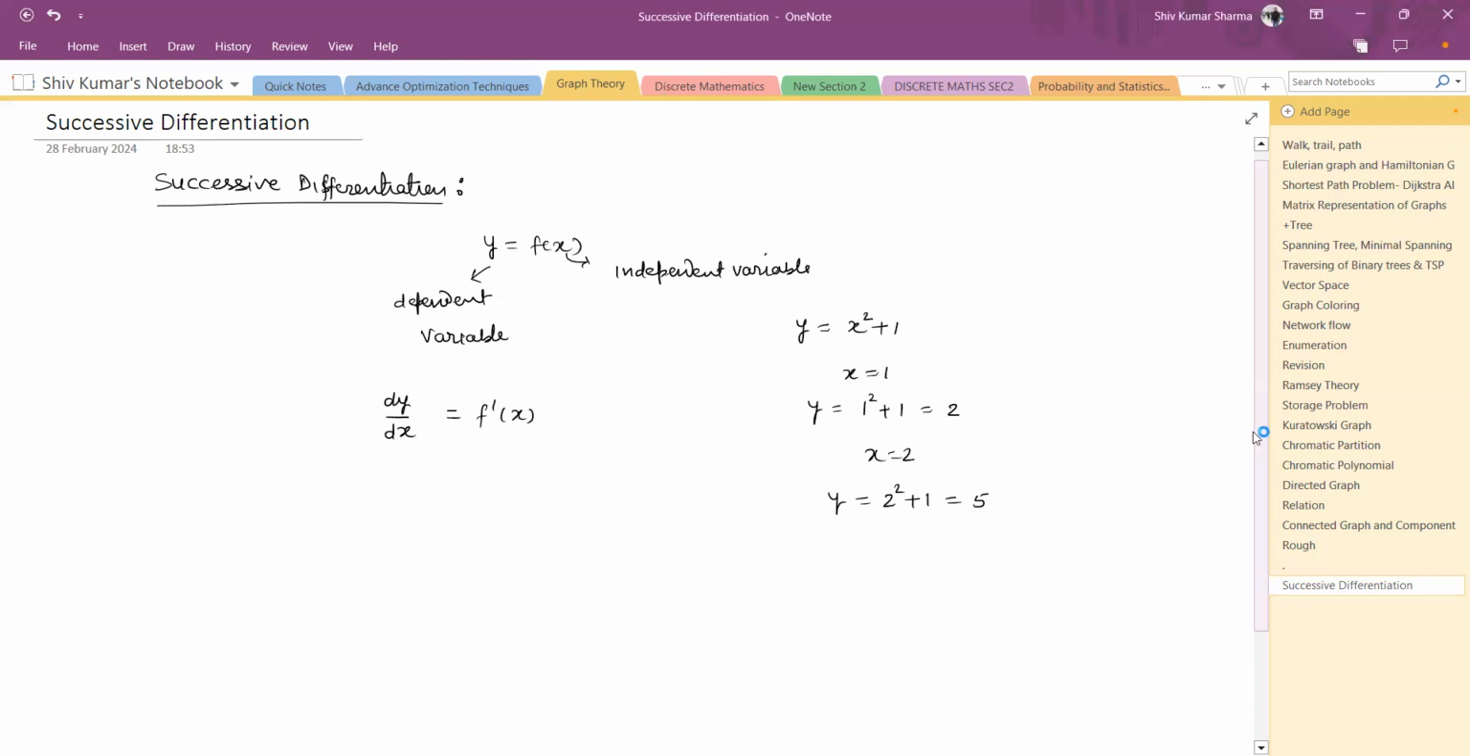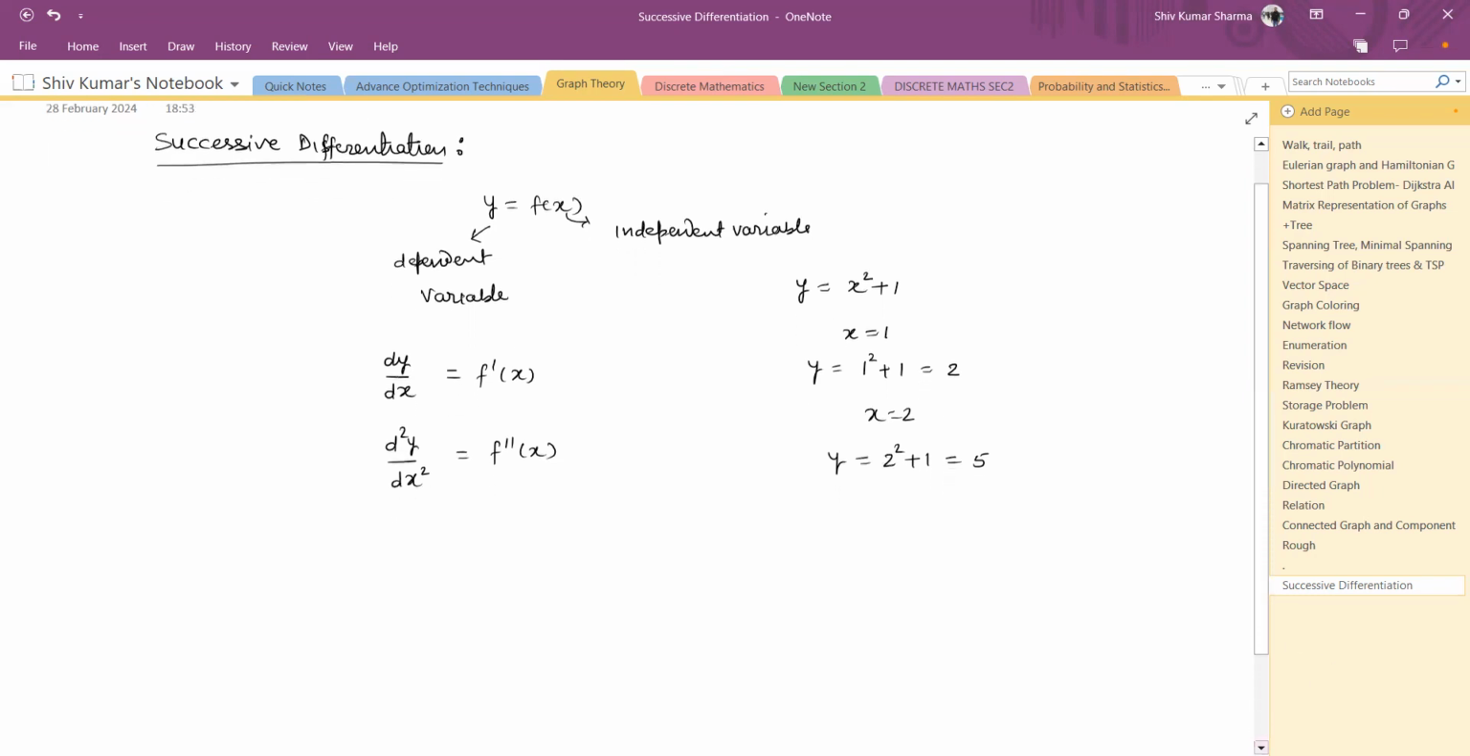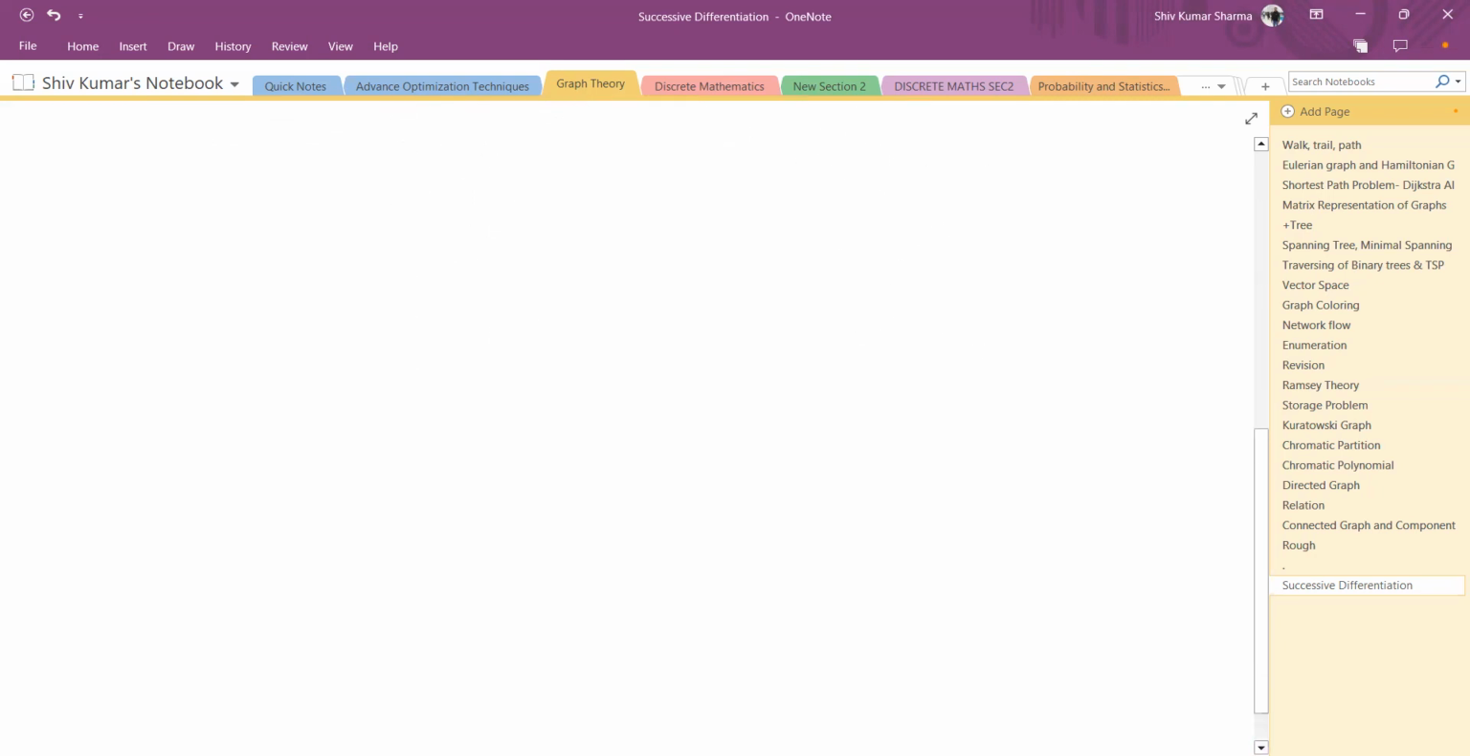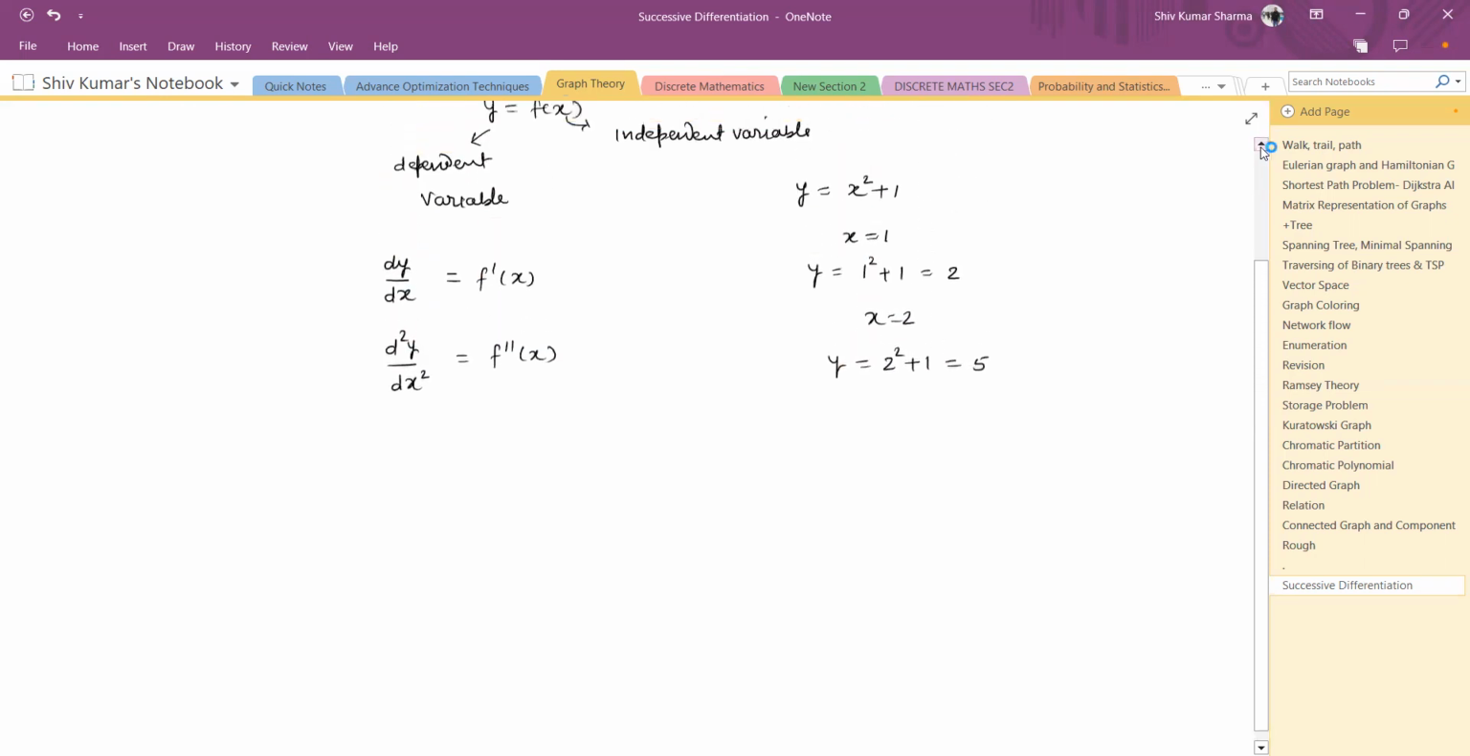At the intermediate level, we have calculated the differentiation, that is, the first derivative and second derivative. This is known as the first derivative. When we talk about the second derivative, we can represent it as d2y over dx square. This we can write as f double dash x. Now we move to the main definition of successive differentiation.